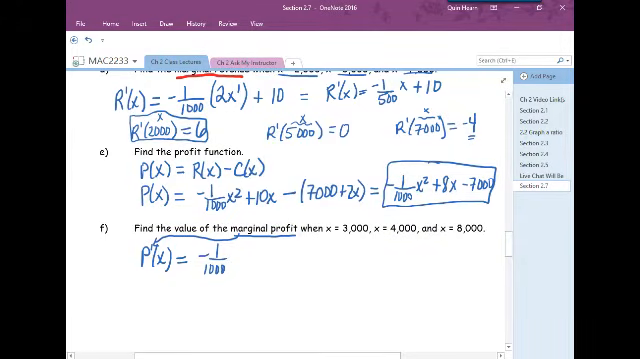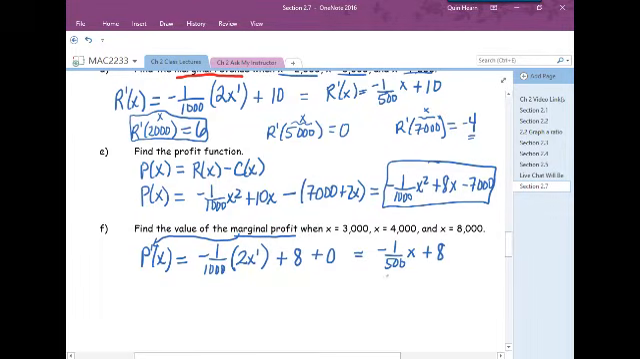Okay, and we're going to multiply by the derivative of x squared. Bring the 2 out front and subtract 1 from it. Plus the derivative of 8x is just going to be 8. Plus the derivative of negative 7,000 is going to be 0. All right, let's simplify a little bit. So that's going to be negative 1 over 500 times x plus 8.